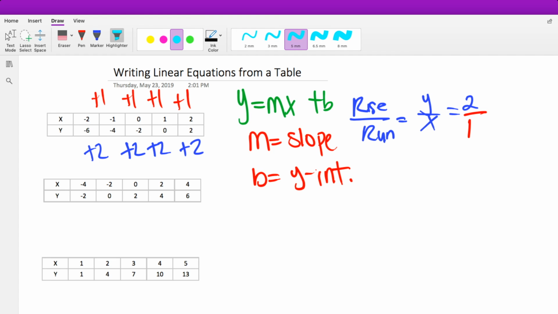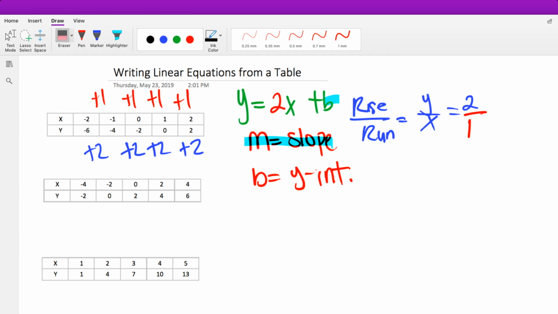Now if we look over here, we know that m equals slope. So we can delete this m here and just put our slope in there instead. Delete that m, and let's just put our 2. And now we just need to find what our b is going to equal.